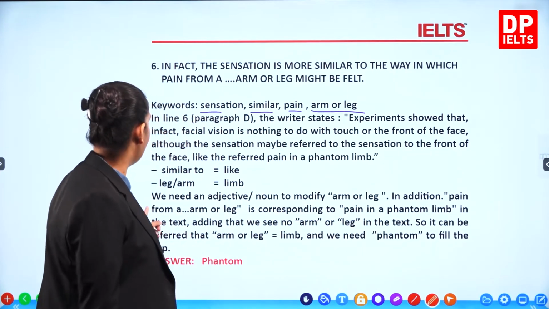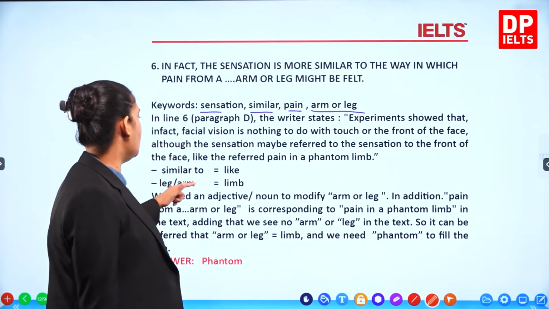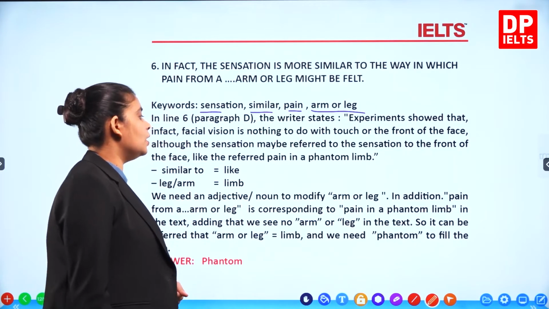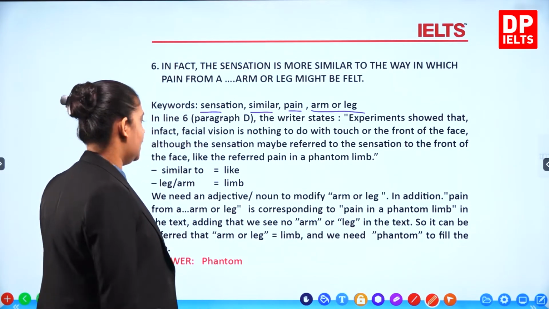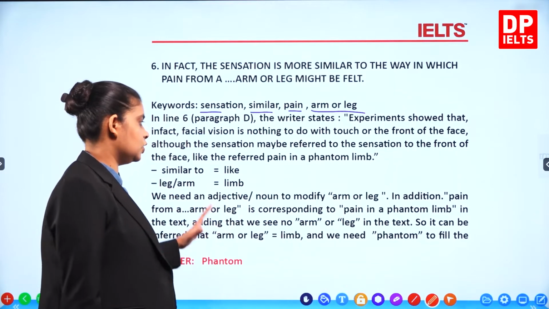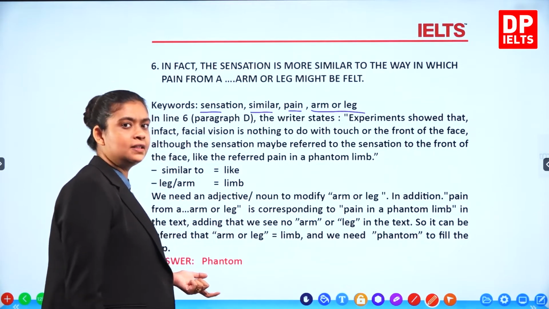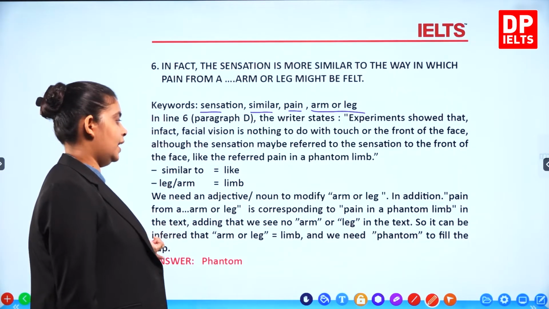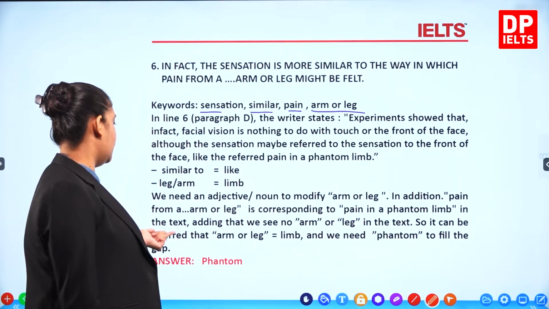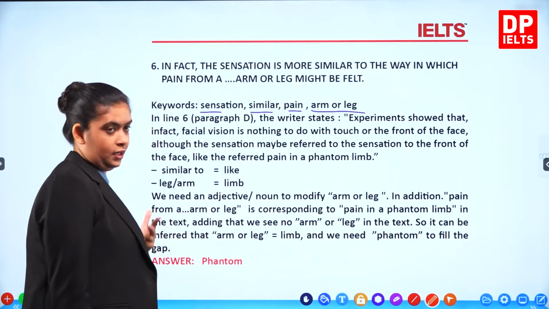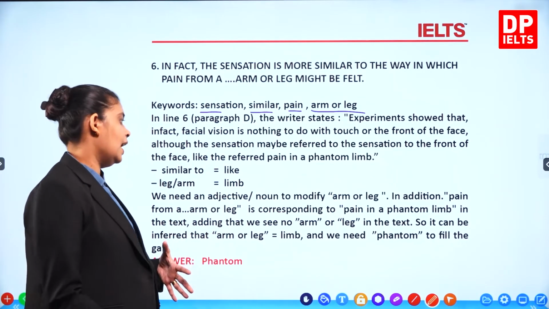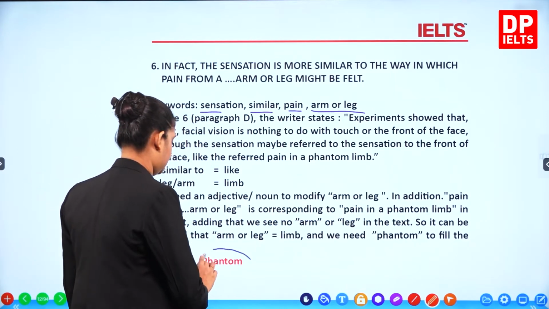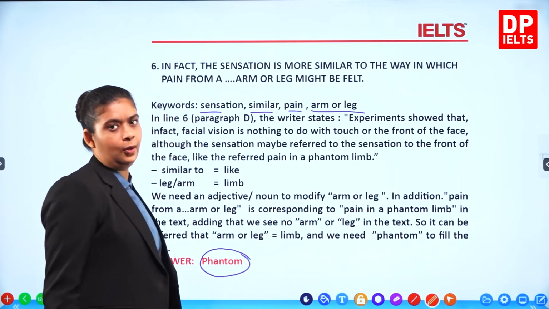Right, so here "similar to" is like, leg or arm means limb, right? We need an adjective or noun to modify arm or leg. In addition, pain from arm or leg is corresponding to a pain in a phantom limb. In the text, adding that we see no arm or leg in the text. So it can be inferred that arm or leg is equal to the word limb. Equal means it means limb. And we need phantom to fill the gap. So the answer is phantom. Okay?